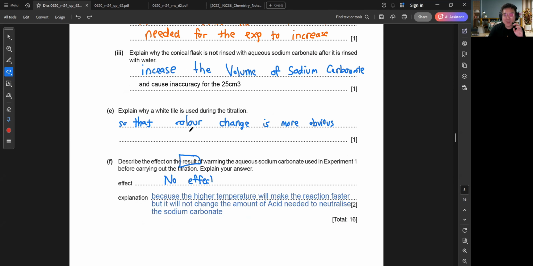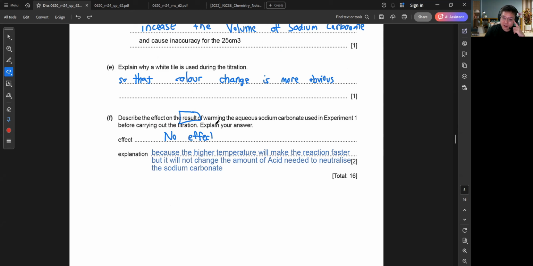Okay, let's continue. Explain why a white tile is used, so that the color change is more obvious. Basically what I was explaining earlier when we were reading the question. All right. So just a heads up, students, if you don't know this, please copy it. All these things are things that you need to know about the titration experiment. There are different questions they can ask us in the paper 6. This is one of them. So copy all this down. Important notes. Copy it under one experiment called titration. Anyway, let's continue. Describe the effect on the result of warming the aqueous sodium carbonate.